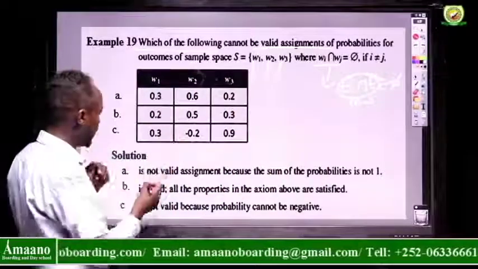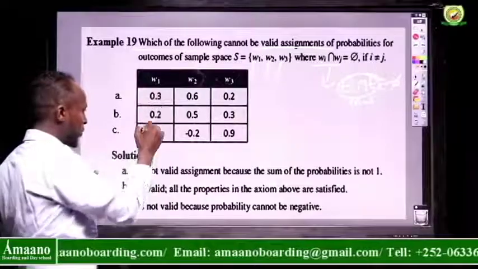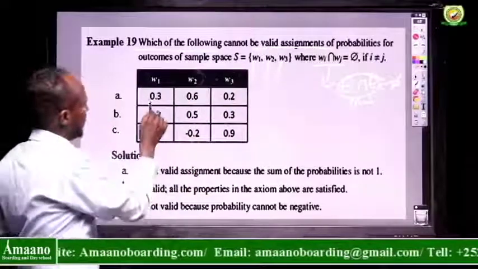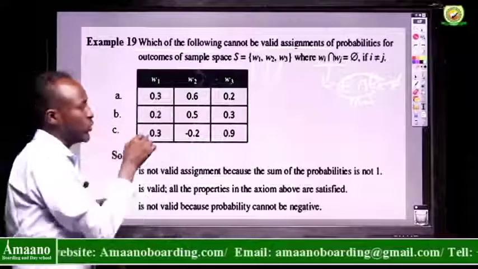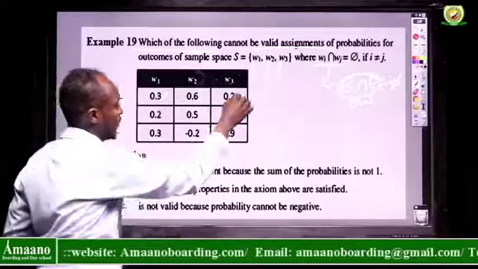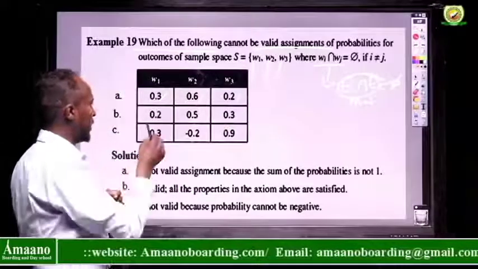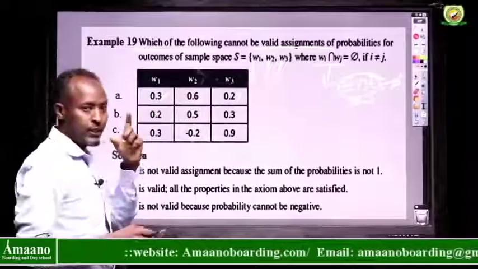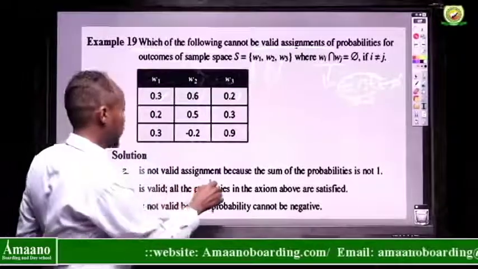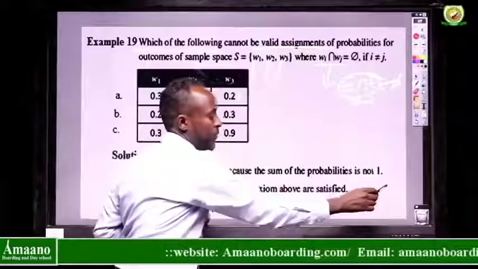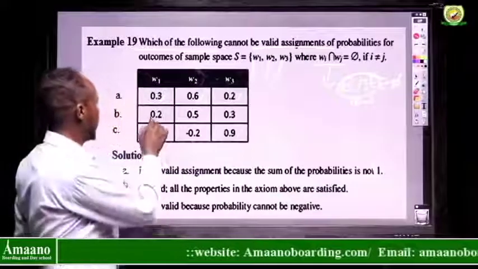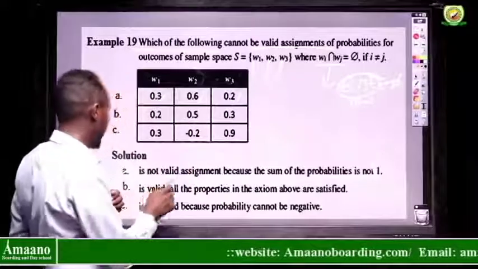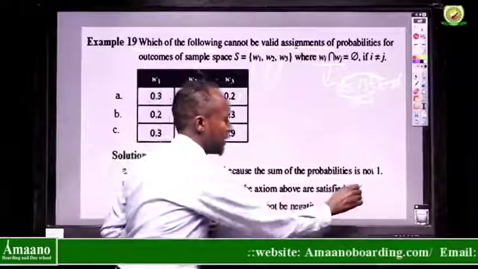Therefore, let us see. These are the probabilities of W1, W2, W3. Let us add for A: the probability of W1 plus the probability of W2 plus the probability of W3. It is more than 1. Therefore, A is not a valid assignment, because the sum of the probabilities is bigger than 1. It cannot be bigger than 1. Look here, 0.2, 0.5, 0.3: the sum is 1. Therefore, number B is a valid assignment because it satisfies all the axioms.